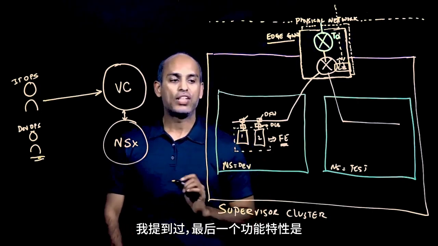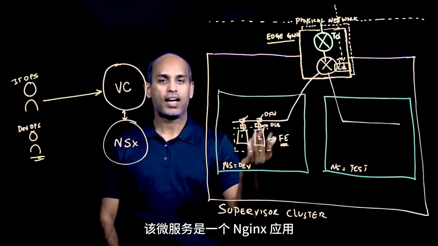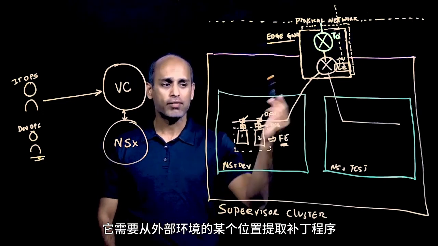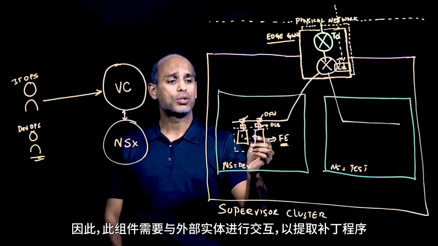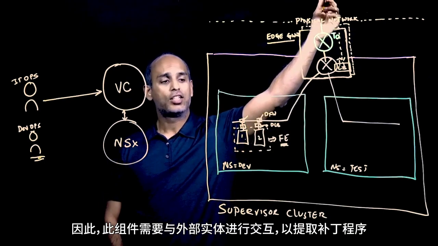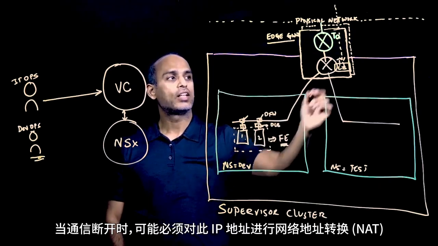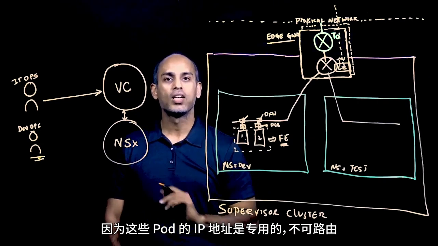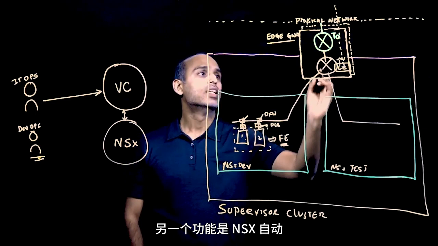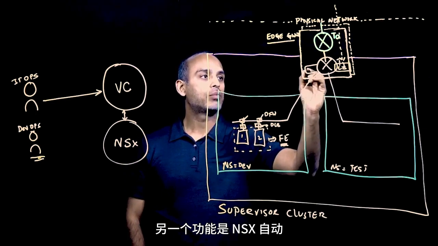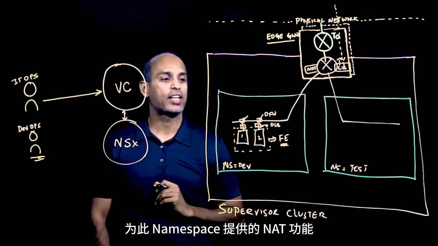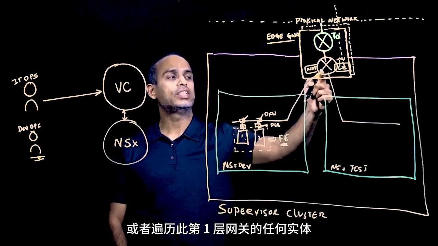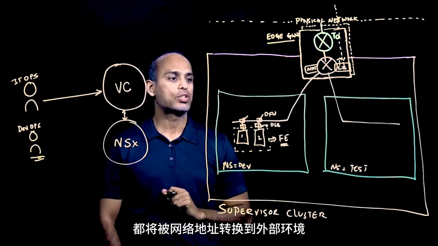The last feature is, let's say this microservice, as I mentioned, was an Nginx application and it needs to pull a patch from somewhere outside. So this pod needs to interact with the outside entity to pull the patch. Now, when the traffic leaves, we might have to NAT this IP address because the IP addresses of these pods are private, non-routable. So the other capability is the NAT capability that is provided by NSX automatically for this namespace, or any entity that is traversing through this tier 1 gets NATed out to the outside world.